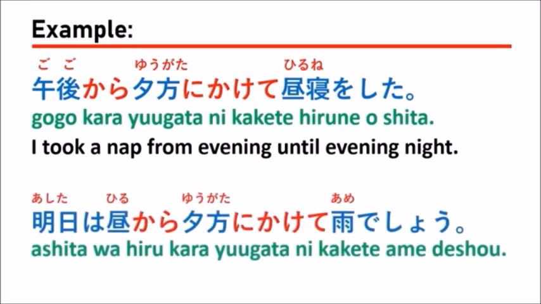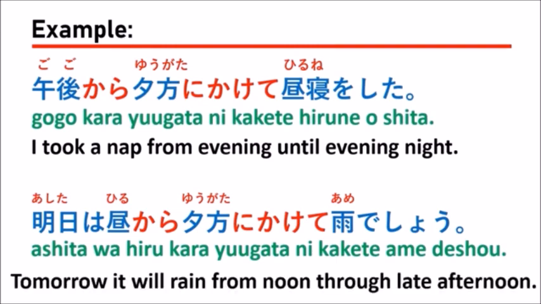The next example: 明日は昼から夕方にかけて雨でしょう。Which means: tomorrow it will rain from noon till late afternoon.